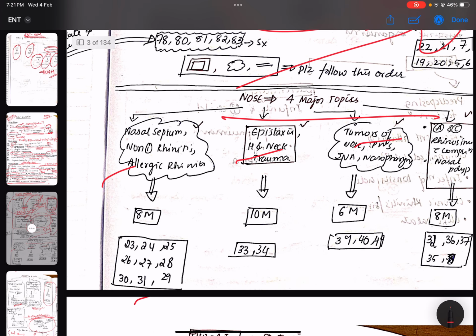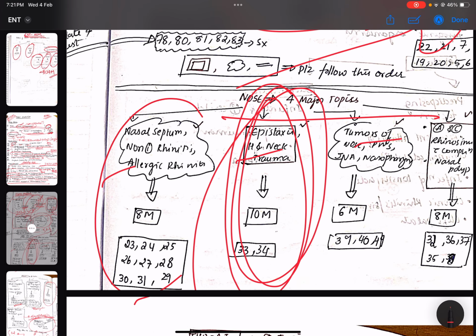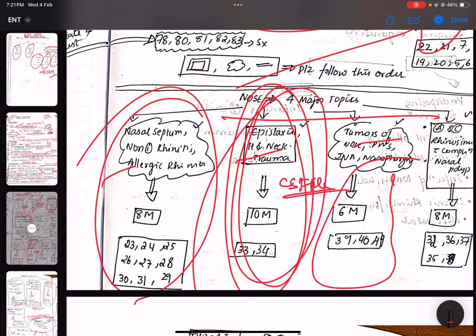Then while coming to nose, make sure you study this part first, then this part. This and this, I'm sure you will know in and out, but the major thing people miss is CSF rhinorrhea here. This is an independent CBQ question. Then again tumors, obviously this is the third part. This is the last part you need to take, but you study it after this.